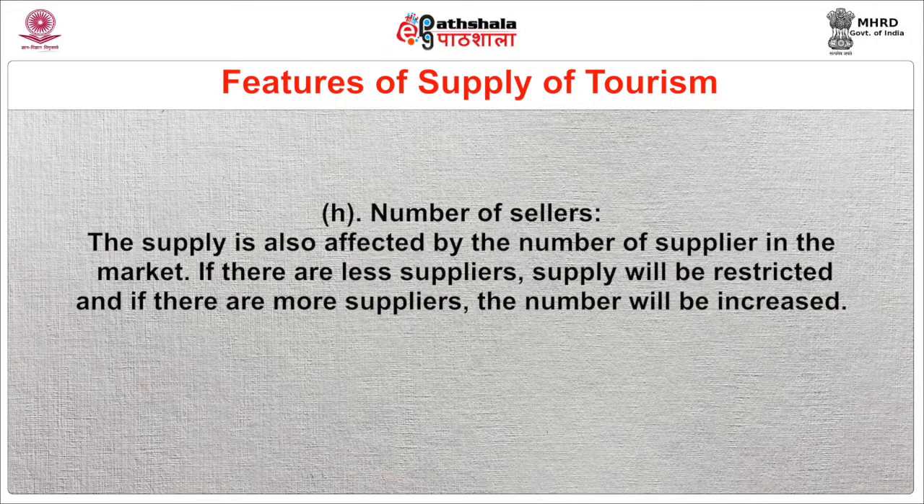H. Number of sellers. The supply is also affected by the number of suppliers in the market. If there are fewer suppliers, supply will be restricted. If there are more suppliers, the supply will increase accordingly.